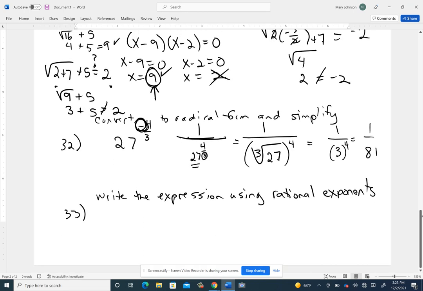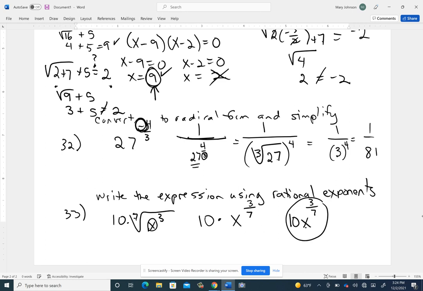All right, and then what if I gave you the radical and it looked like this, and I wanted to know what it would be with exponents? Well, that 10 is just sitting there out in front. Then the x is the base. The index is 7, so that's the denominator, and then the 3 would be the numerator. And so it would just be 10x raised to the 3/7 power. The 10 is not in parentheses or anything, though. The 3/7 is only being applied to the x. And that would be your answer.